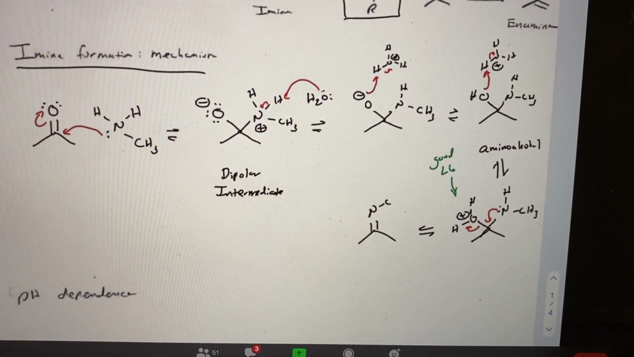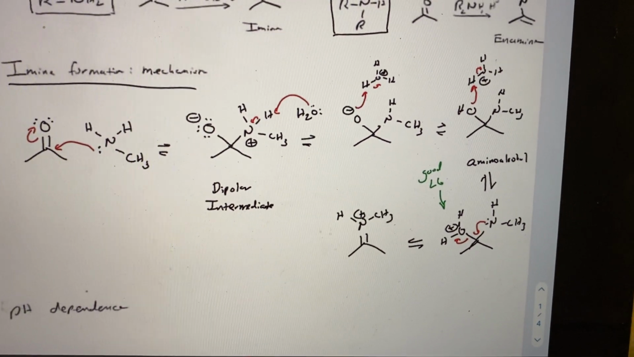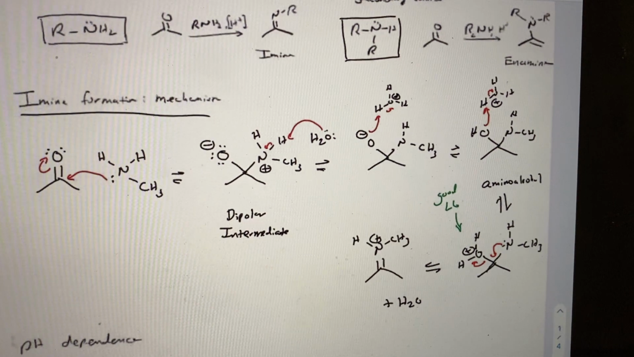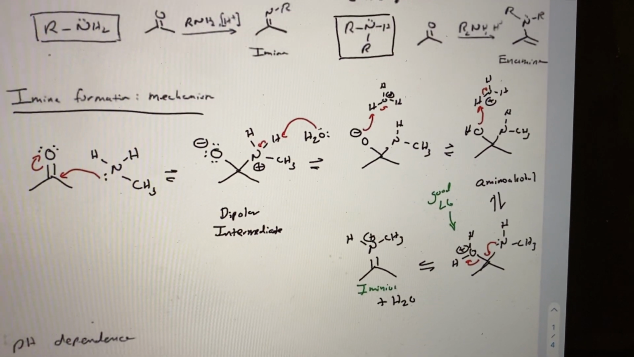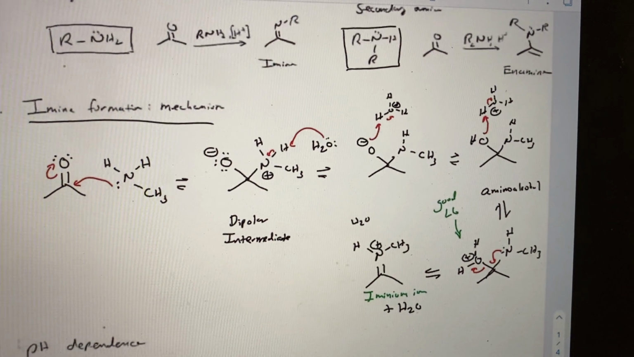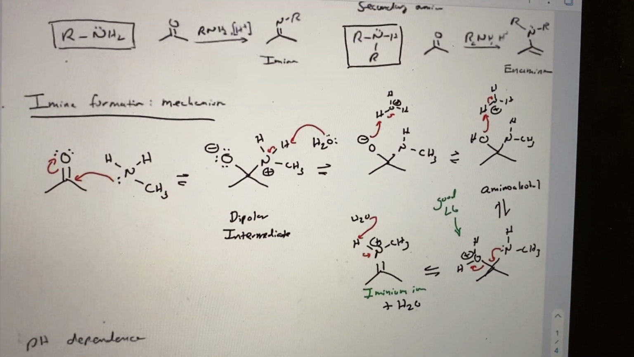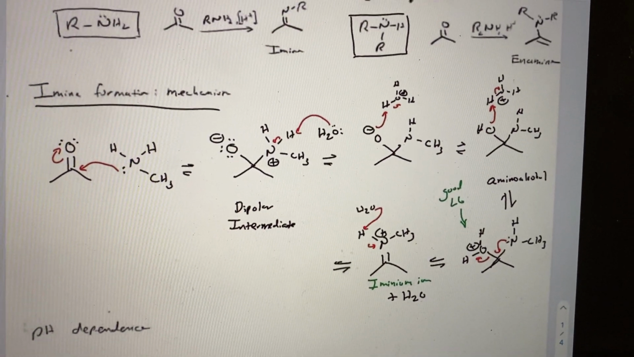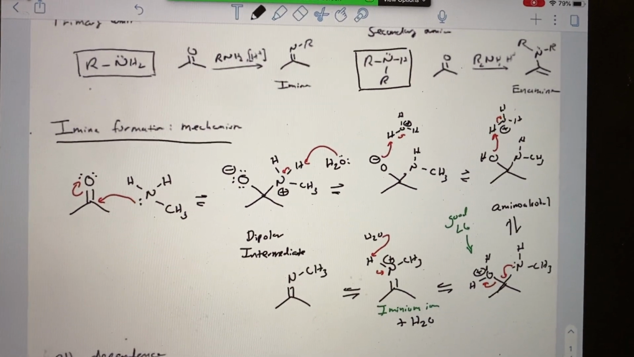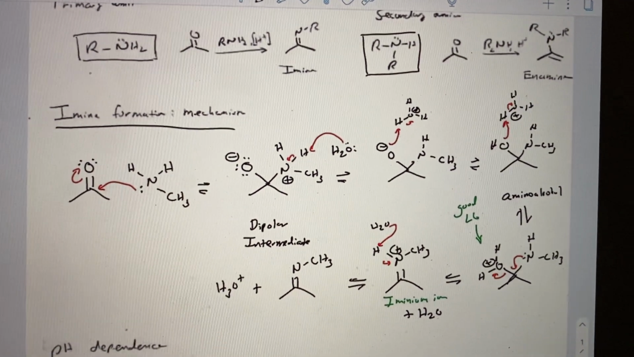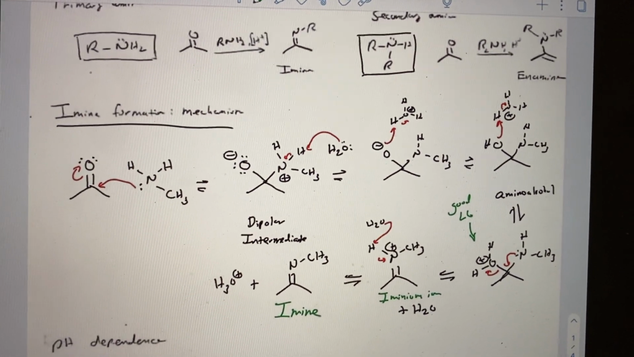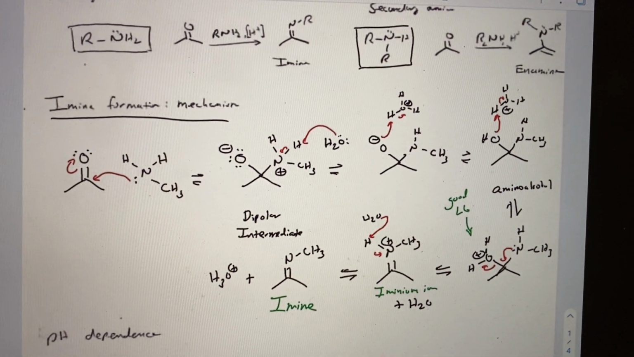So we've lost water. And we have this species here. This is known as an iminium ion. And now all we have to do to generate our final product is have, say, water come in and take off that last proton. And we would form this, plus H3O+. So that's our formation of an imine from a ketone.